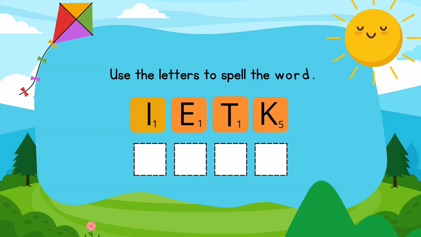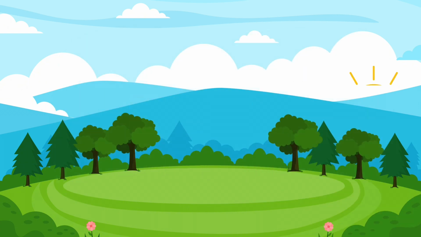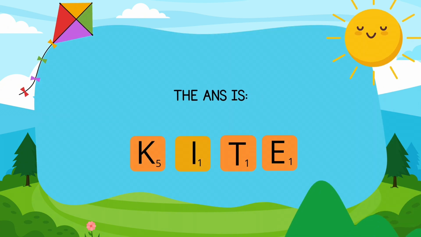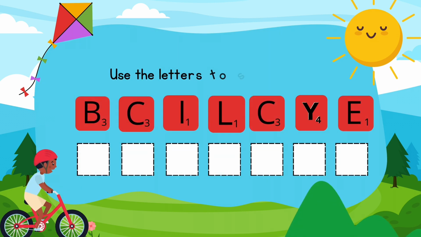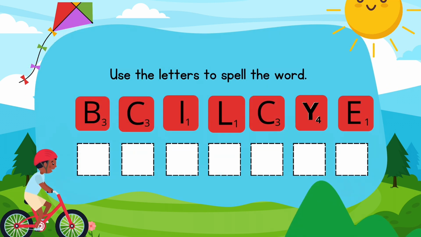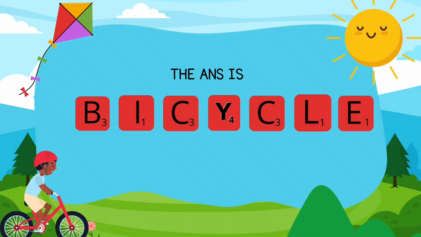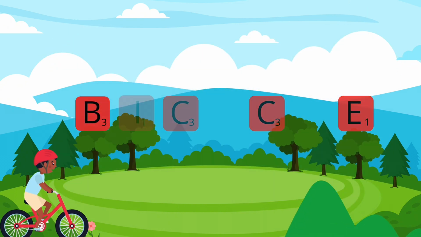Use the letters to spell the word. You can see it in the picture too. And the answer is kite. Good job. Use the letters to spell the word. Take your time. And the answer is bicycle.